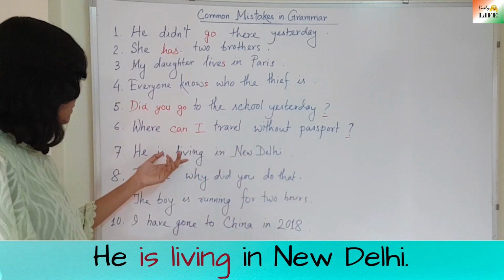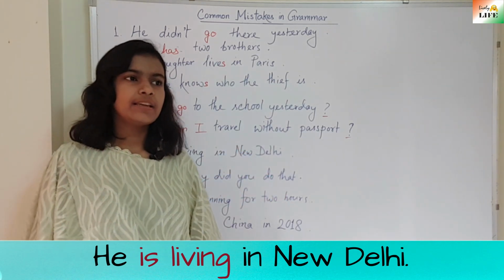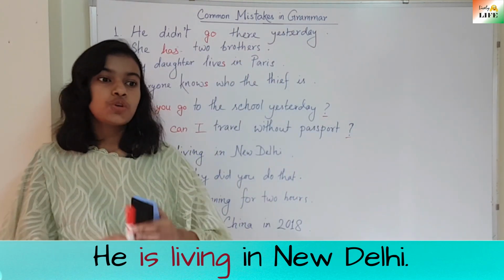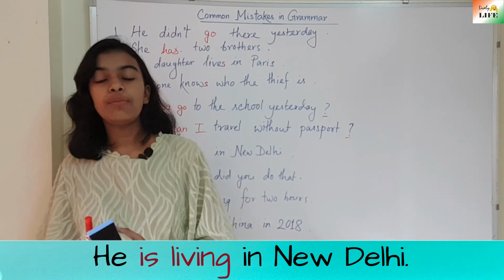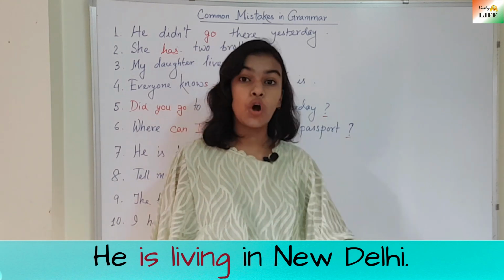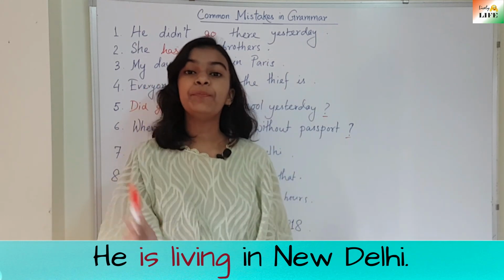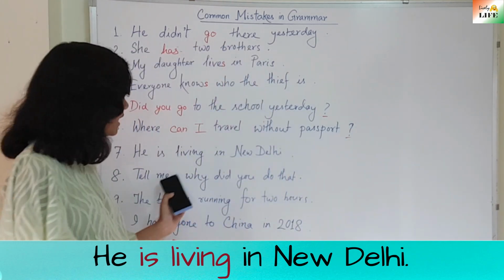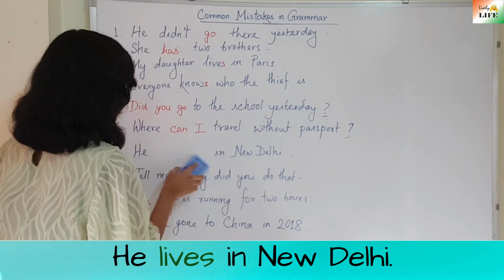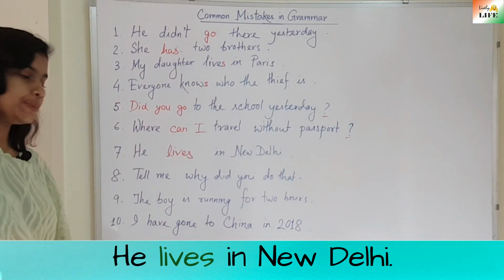Now take a look at this verb, living. He is living in New Delhi. It isn't actually happening right now. He lives there, right? So over here, when we talk about a permanent situation, like he is living in New Delhi, no, this is wrong. We are talking about a permanent situation there. So at that time we use the simple present tense. He lives in New Delhi. So it would be lives. He lives in New Delhi.